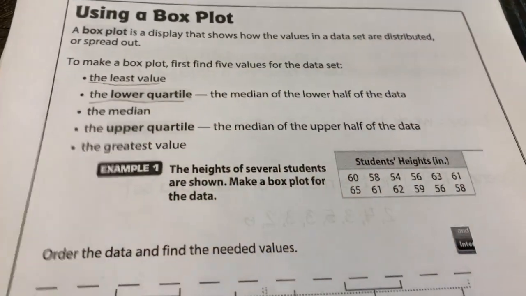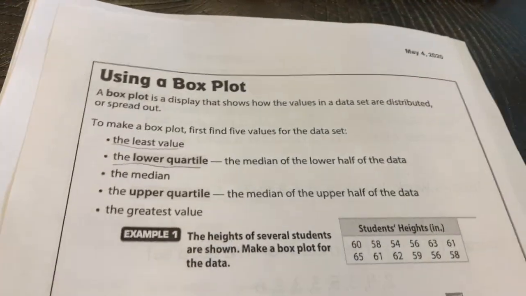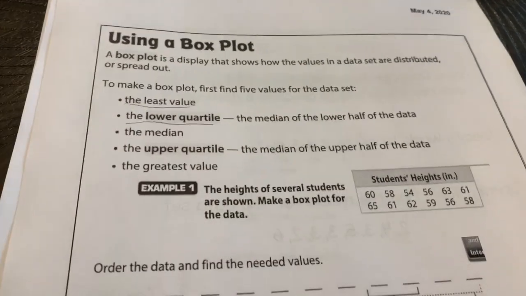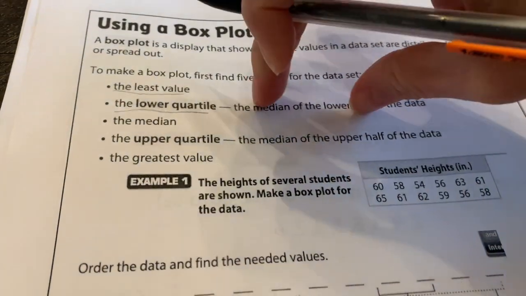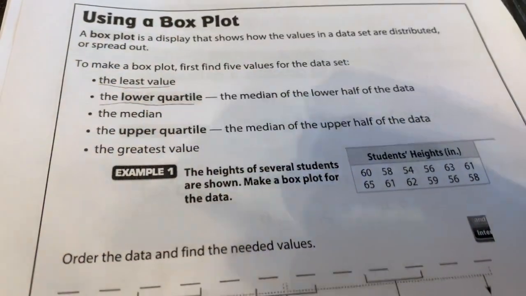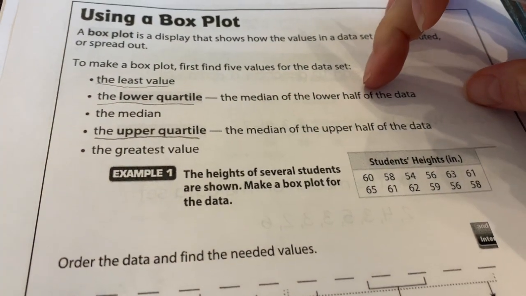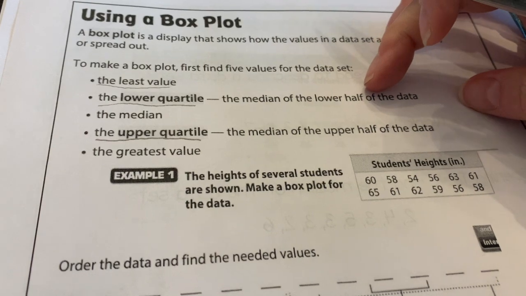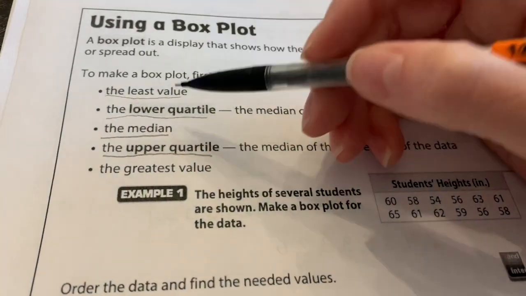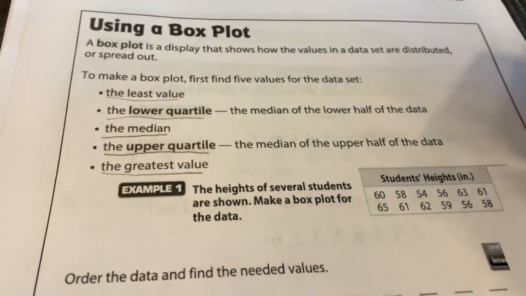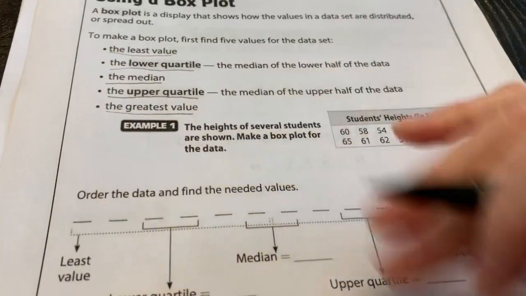I'll explain what that means in a second. Basically, you put your data in order from least to greatest, and then you separate it in half. You find the median of the first half of your data, and that's your lower quartile. And then you have the upper quartile, and that's the median of the other half of your data, or the upper half. Okay? Oh, and I forgot, I'm so sorry. You also need to know the regular median. So those are the first 4, and then you also need to know the greatest value in order to make your box plot.